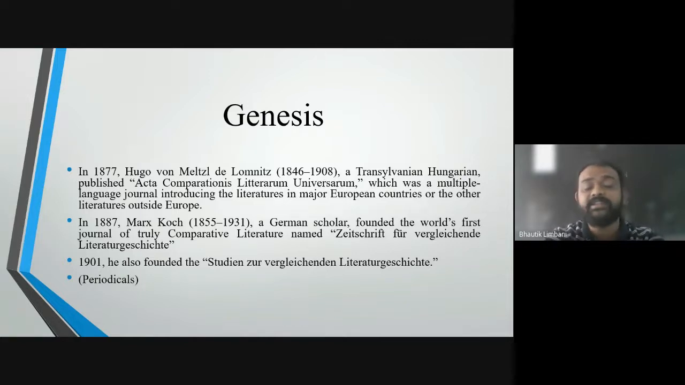And second, in 1887, somebody called Max Koch. He is a German scholar. He founded the world's first journal of truly comparative literature. So it is in Germany that all this intellectual movement, we can call it, of comparative study started. It is comparative literary studies.